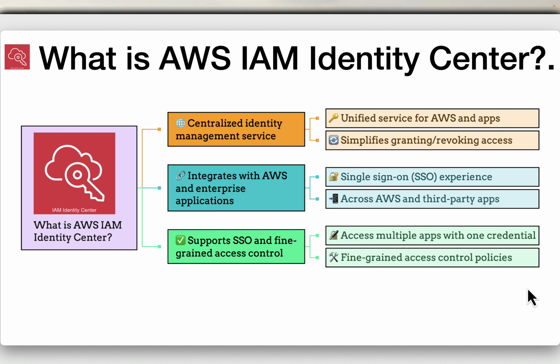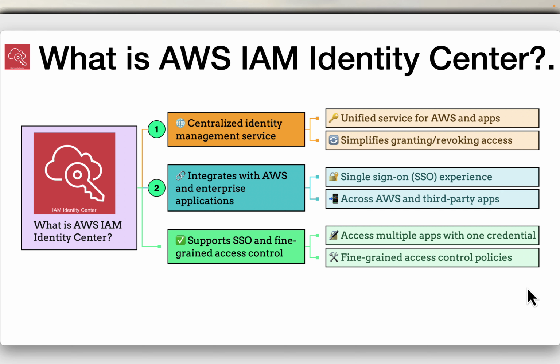So what is AWS IAM Identity Center? 1. Centralized Identity Management Service. AWS IAM Identity Center, formerly known as AWS SSO, Single Sign-On, offers a unified service to manage access to AWS services and applications. It simplifies the task of granting and revoking access to AWS resources for users.